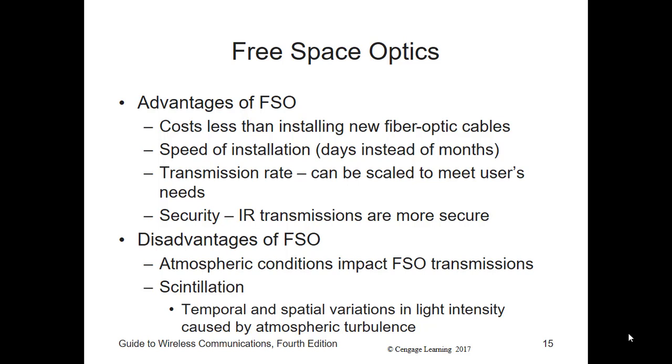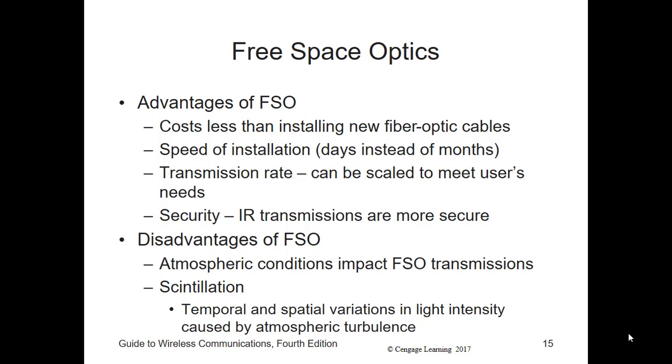The advantages include lower cost, speed of installation, transmission rate, and the security. Installation costs are significantly less than installing new fiber cables or even leasing from a local carrier. One recent project compared the cost of installing fiber to FSO to interconnect 3 buildings. The cost to install the fiber cables was about $400,000 compared to about $60,000 to install the free space optics.